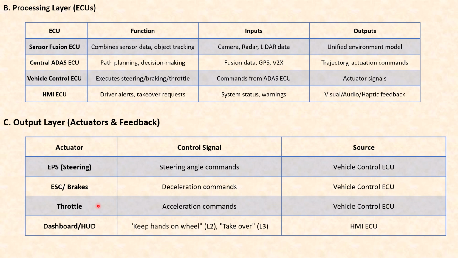Now the actuator is throttle, the control signal is the acceleration command. This throttle is otherwise called accelerator also. So the control signal is the acceleration command and the source is the vehicle control ECU. Now when it comes to dashboard, this keeps hints, the control signal is keep hands on the wheel or take over. These are the various kinds of control signals, and the source is HMI ECU. Okay, so this HMI ECU is the source of asking the driver to take over or keep hands on the wheel.